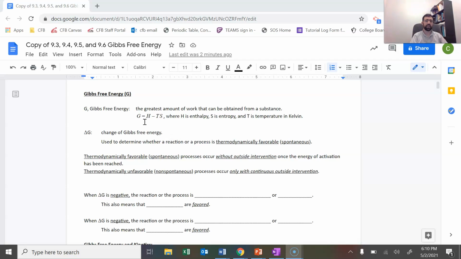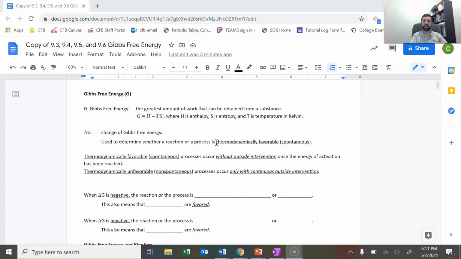The way you find it, Gibbs free energy is equal to the enthalpy minus the temperature in Kelvin times the entropy, where H is enthalpy, as I just said, and S is the entropy, T is the temperature in Kelvin. So delta G is the change in Gibbs free energy. So it's the change in G. It's used to determine whether a reaction or process is what we call thermodynamically favorable. Historically, we use the word spontaneous.